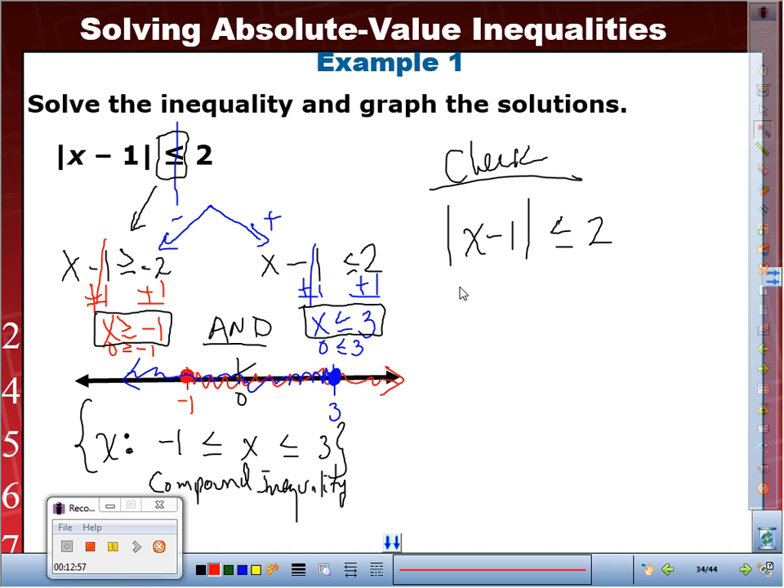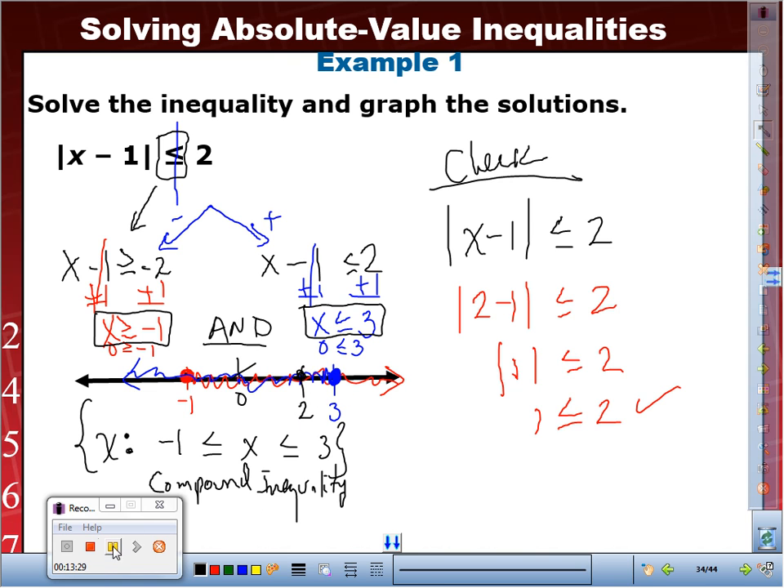Absolute value 2 minus 1 less than or equal to 2. 2 minus 1 is 1. So what is the absolute value of 1? What is 1 less than or equal to 2? Yes, that is correct. We tested the number 2, which is right here, and it did work because it's in between these 2 points.